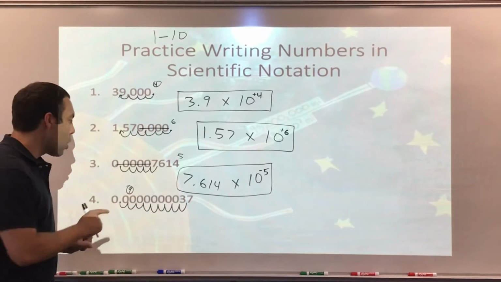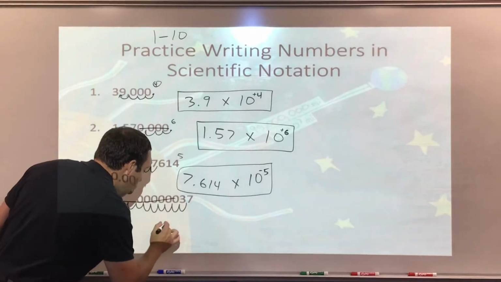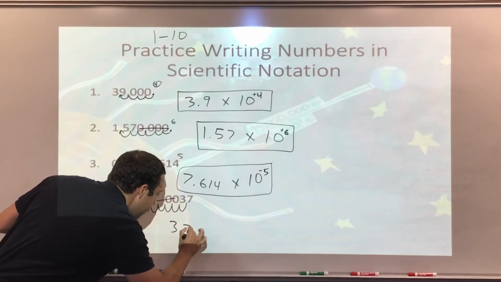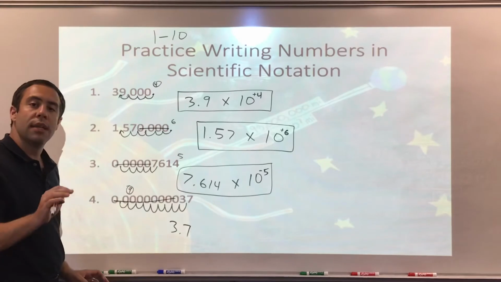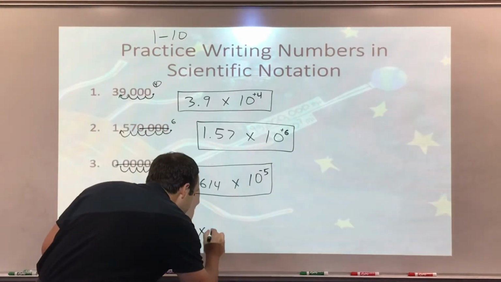Step 2, rewrite the number without all the zeros. So we have 3.7. Step 3, write times 10.